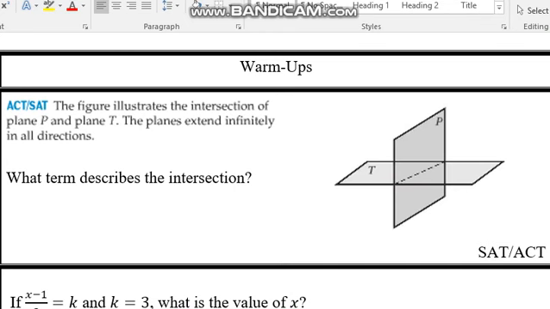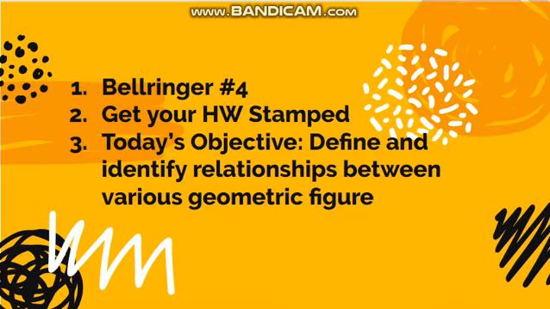And the correct answer here, what term describes this intersection? We've got plane T and plane P. They are intersecting right here, and the term that describes that intersection is a line. The intersection of two planes is a line. Okay, so that's our warm-up for today.